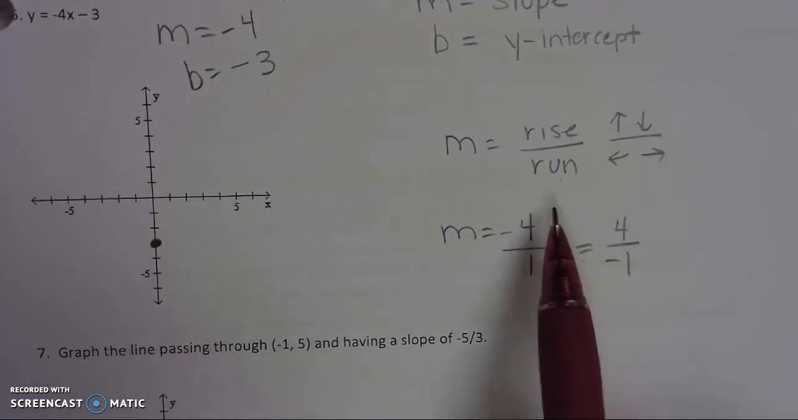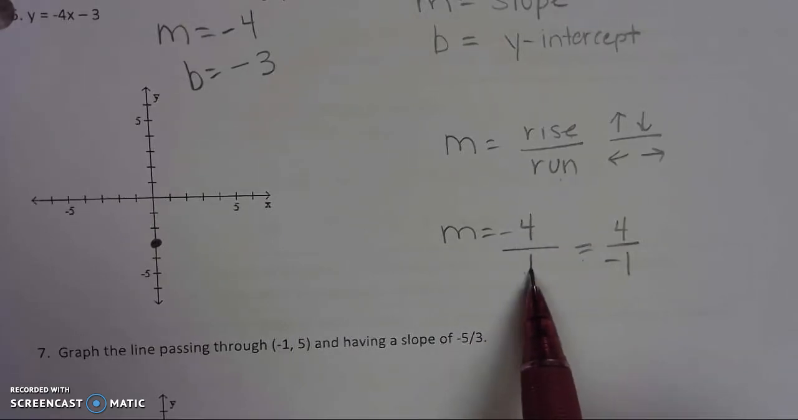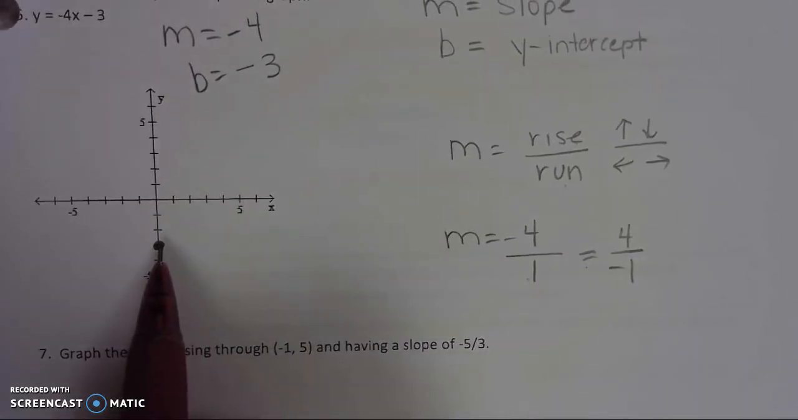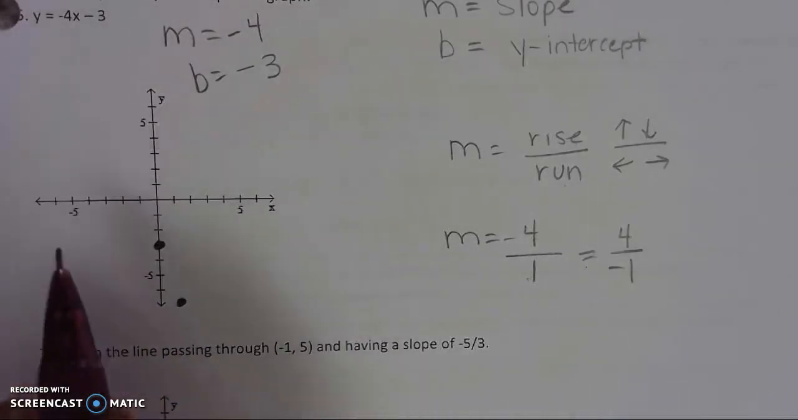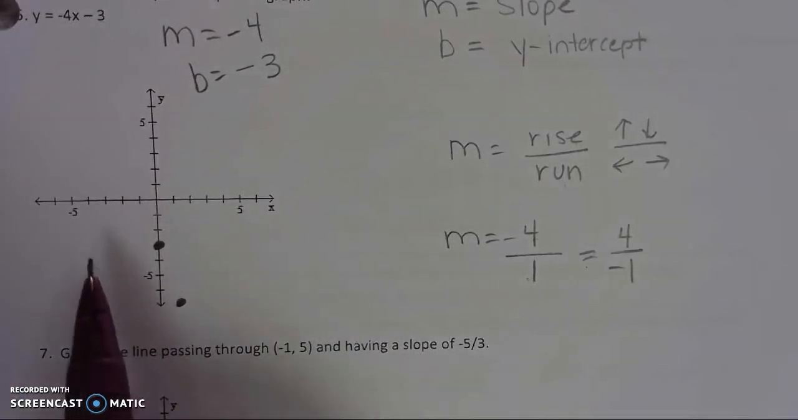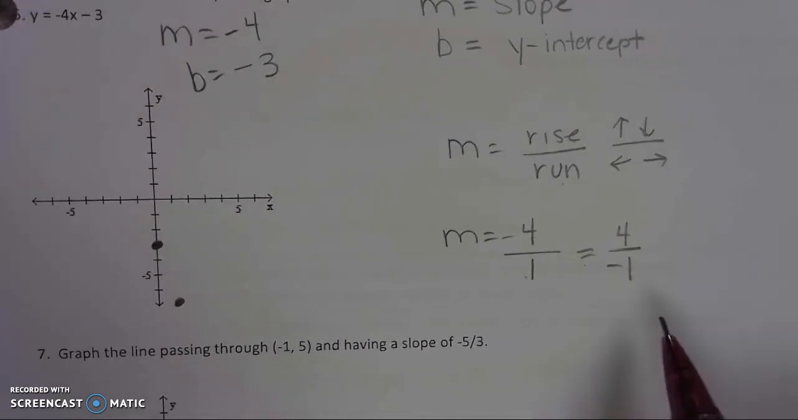So I can use the slope to say I want to go down 4, right 1. If I did that from this point here, I would go down 4, 1, 2, 3, 4, and then move right 1 to get to the next point. And if space permitted, I could continue going down 4, right 1, down 4, right 1, finding all the points that are on my line.